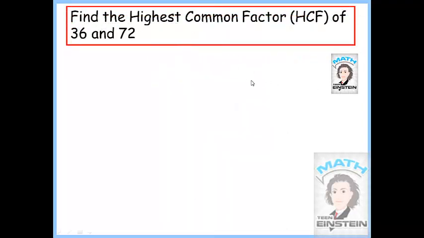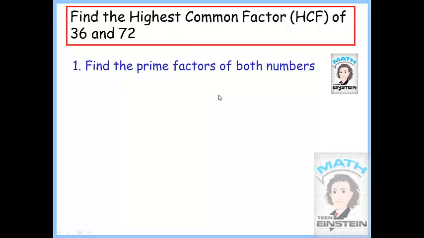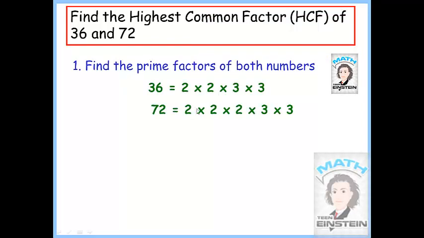Okay, find the highest common factor of 36 and 72. First, we find the prime factors of 36 and 72. So the prime factors of 36 are 2 times 2 times 3 times 3. For 72, it's like this. These are the prime factors, unique. You cannot go further. Okay.